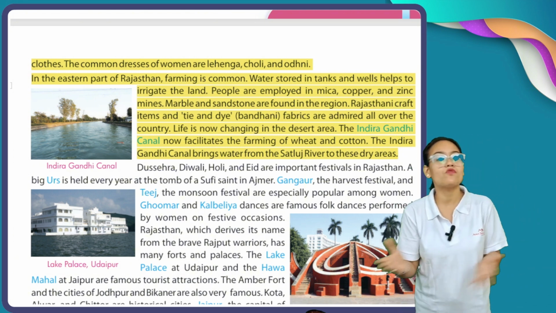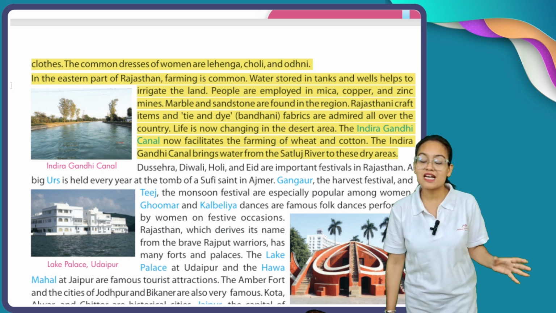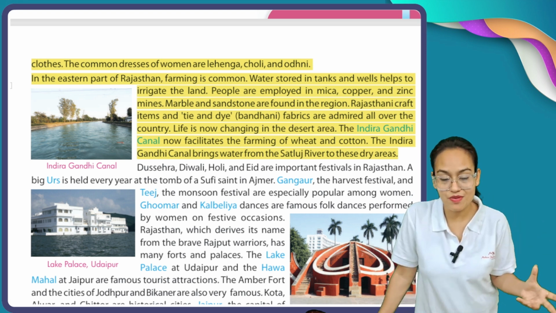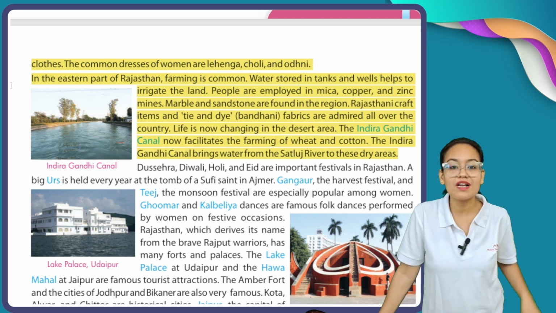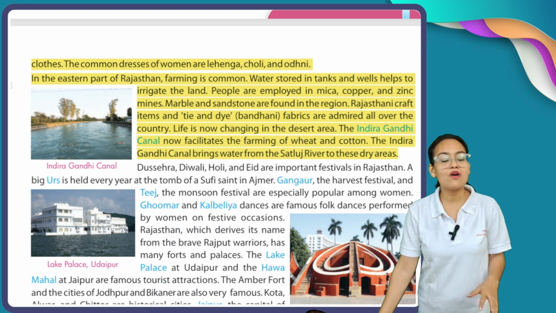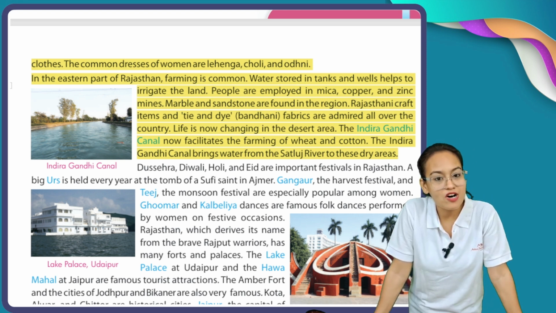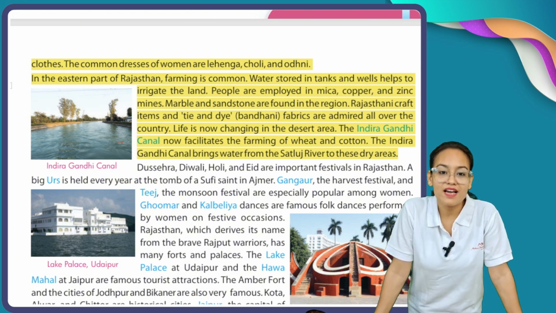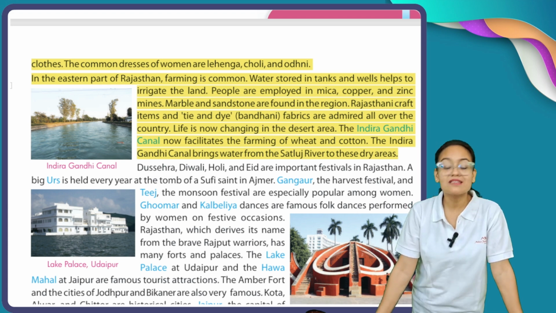Rajasthani people also work in industries of mica, copper, and zinc. Now Rajasthani fabric means bandhani fabric. Bandhani saris and bandhani dresses are famous all over India. Now here the lives are completely changing day by day, because the Indira Gandhi Canal came, and the Indira Gandhi Canal got its water from the Satluj River.